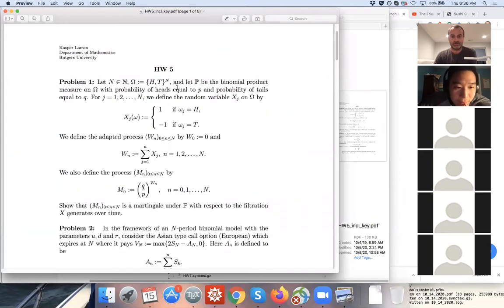What it means is you have these coin flips, and there'll be a probability p for the coin flip to be heads. The coin flip is going to give you 1 and -1. So the random variable is xj. It's question number 1 you're talking about, right? Yeah. So what is meant by this binomial product measure is that xj takes on these two values, 1 and -1, with probabilities p and q, and they're IID. X1, X2, X3, X4, and so on.